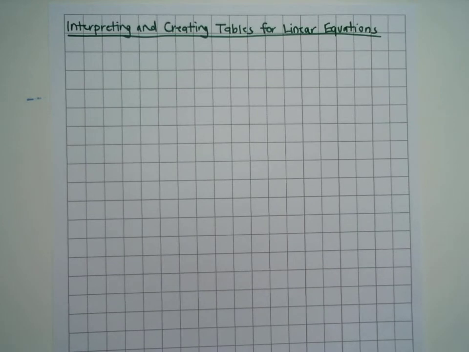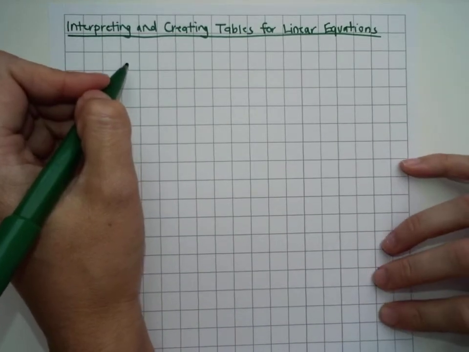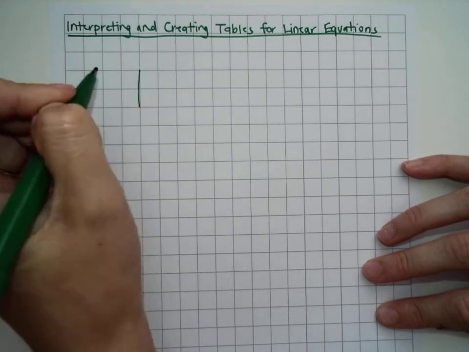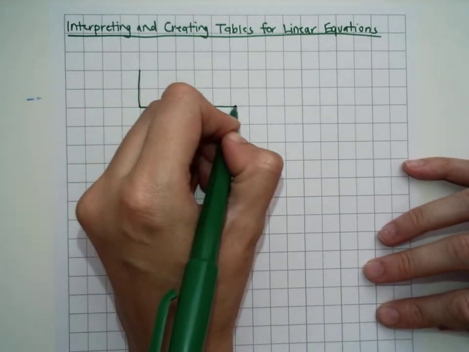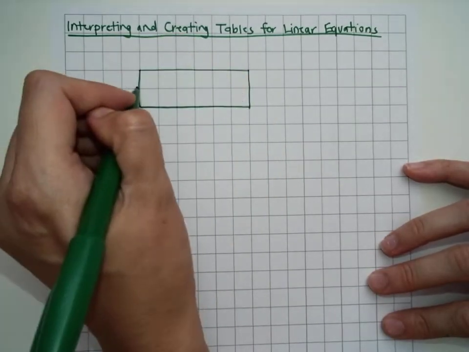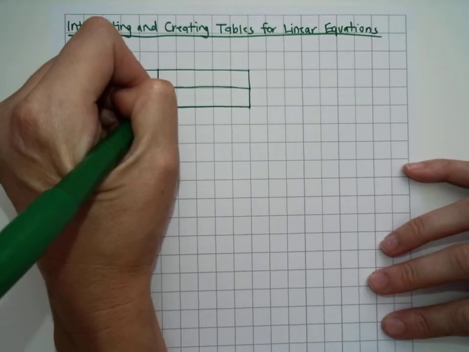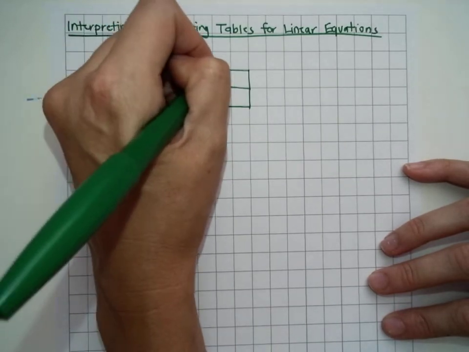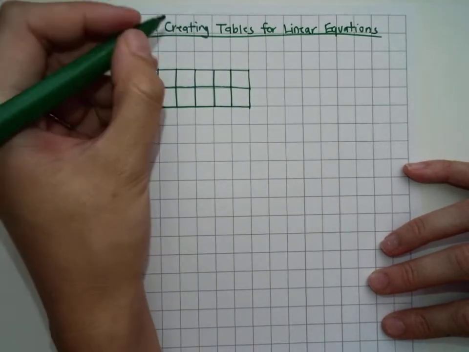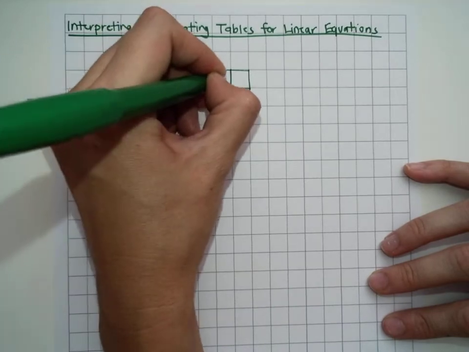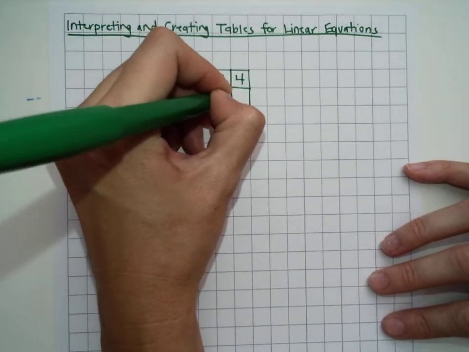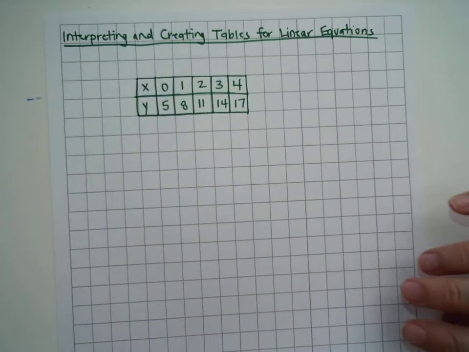Okay, so we're going to be given a table. So let's go ahead and sketch our table. It's 6 by 2. 1, 2, 3, 4, 5, 6. So we have our x values and our y values. We have 0, 1, 2, 3, 4. We have 5, 8, 11, 14, and 17.